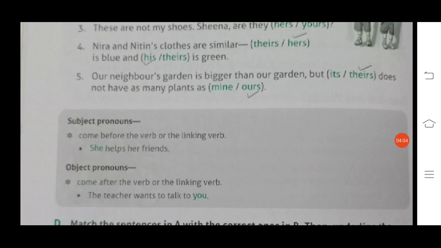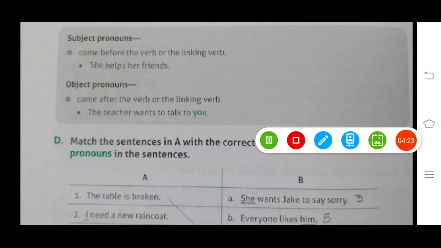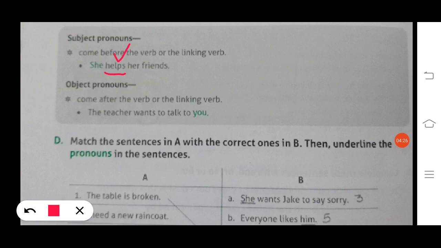Okay, so now we talk about subject pronouns and object pronouns. Subject pronouns come before the verb or the linking verb. Okay, the subject pronoun comes before the verb, and object pronouns come after the verb. Okay, first example is she helps her friend. So in this sentence, what is the verb? Help is the verb. So before the verb, subject pronoun she is used. Okay, and after the verb or the linking verb, then object pronoun is added. Okay, second example, the teacher wants to talk to you.